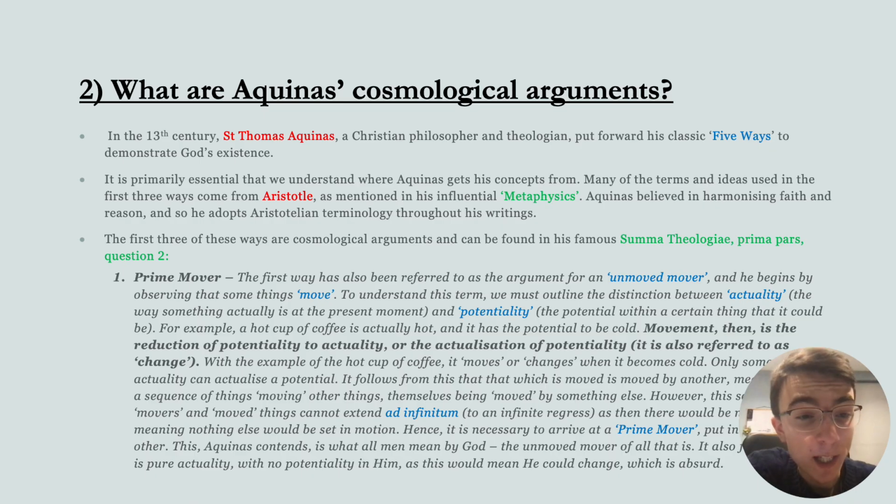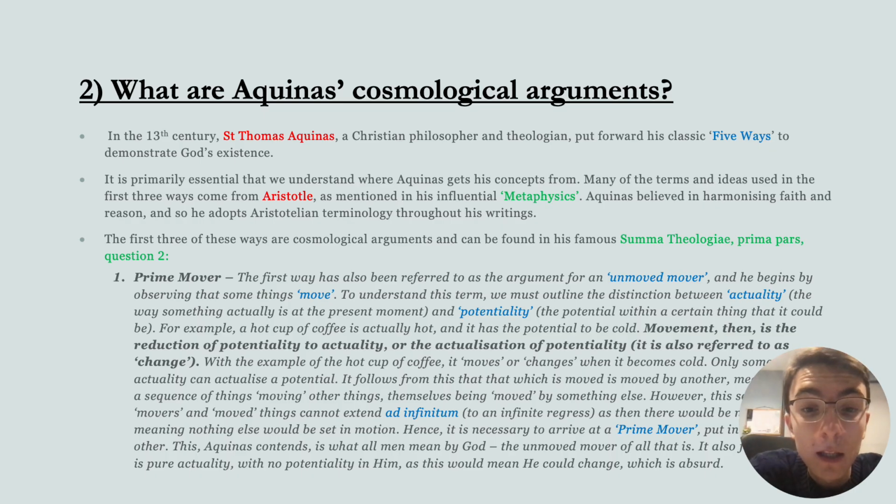Okay, what's actuality and potentiality? Think of actuality as the way something actually is at the present moment. So the state of actuality is that I'm sitting in a chair right now. That's my state of actuality. Potentiality then is something that I or any object has the potential capacity to be or to do. So the actuality, or what I'm actually doing, is I'm sitting in a chair, but I have the potentiality to stand up.